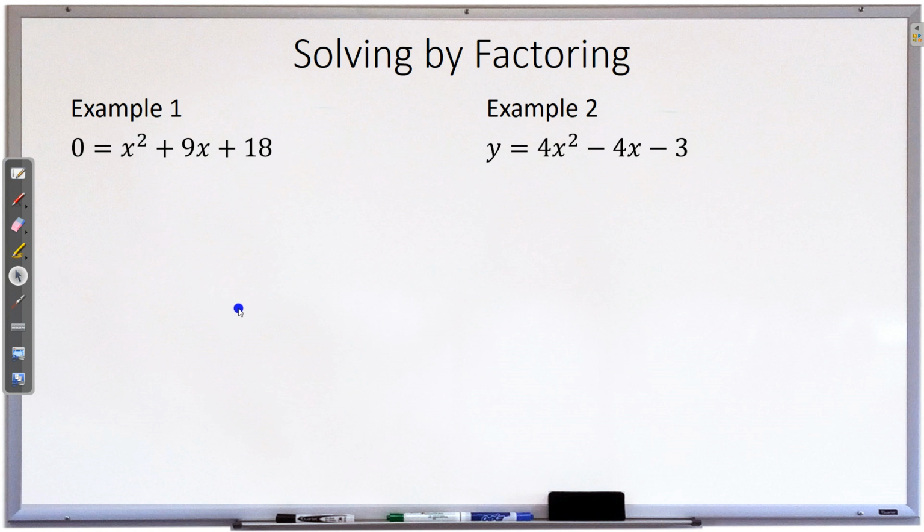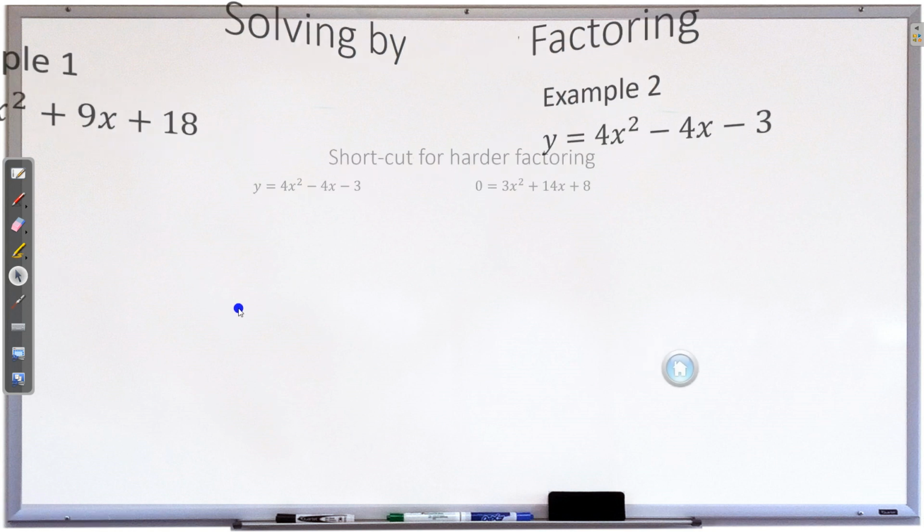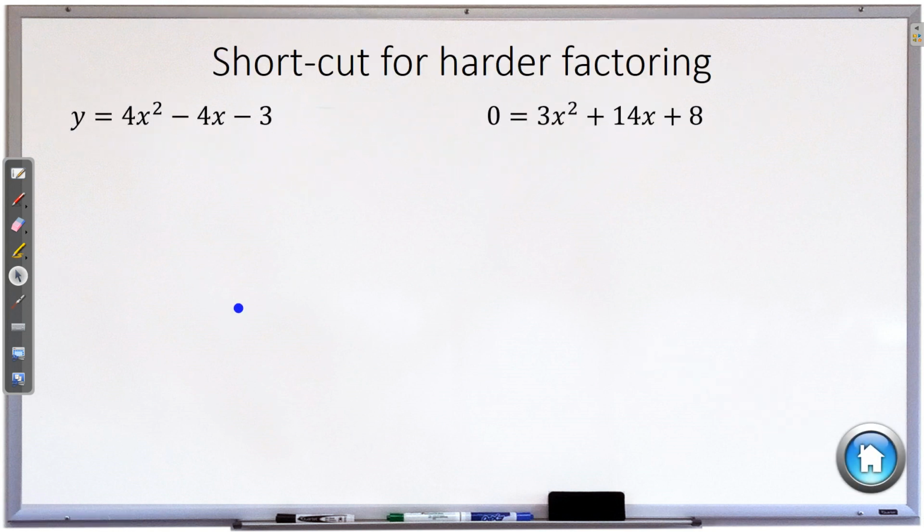Never fear, math always has a shortcut. So when you have harder factoring examples, yes, there is a way you can solve it much, much easier. So here's the shortcut to do that same difficult process. So we again take the 4 times the 3. We get our negative 12, and we do that whole process, and we realize that we need 2 and negative 6. That make negative 4 in the middle.